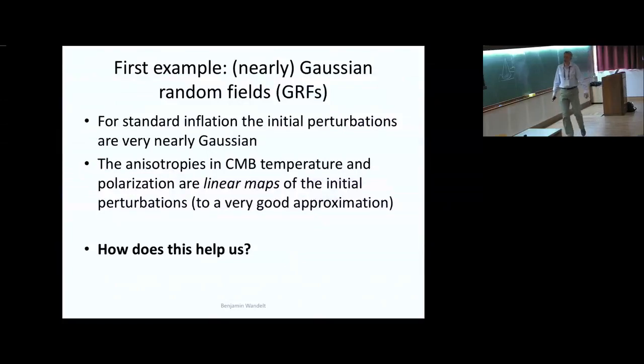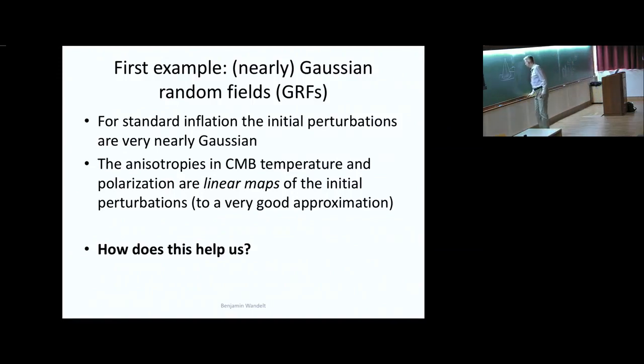Let's go to an example that uses this Gaussianity and uses the toolbox that I've given you in the last 3 lectures. For example, for standard inflation, imagine that you set things up in the beginning so that, ignoring all the conceptual issues with inflation, we just say we have a slowly rolling scalar field in some nice flat patch where inflation occurs and ends, and then we get initial perturbations that are very, very nearly Gaussian. It turns out the anisotropies in the CMB temperature and polarization are linear maps, to a very good approximation, of these initial perturbations.